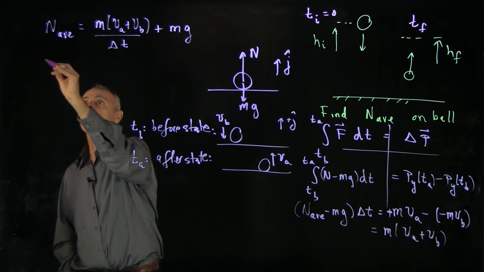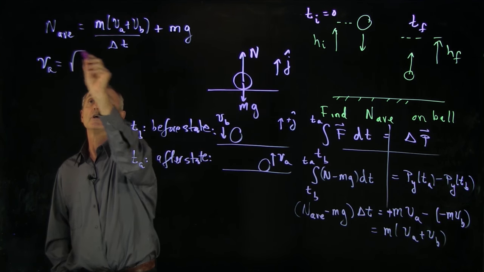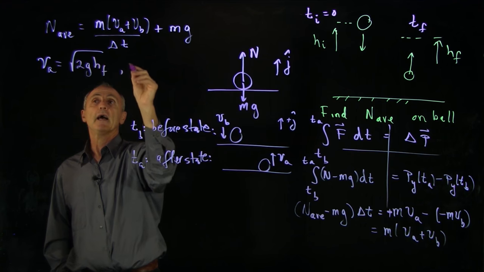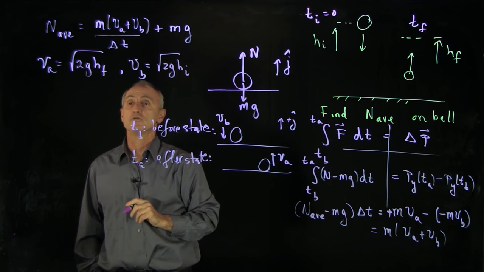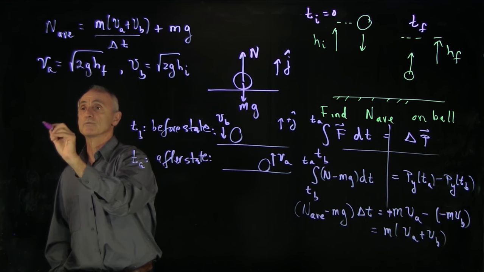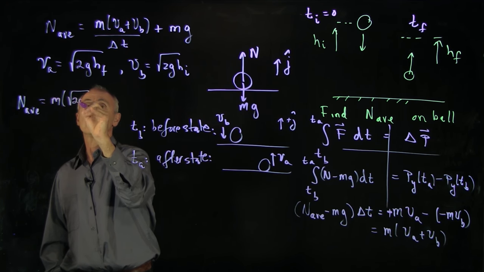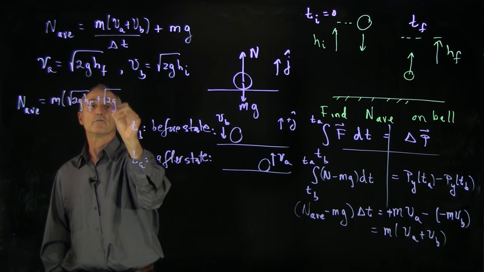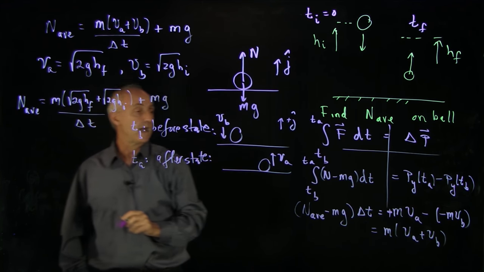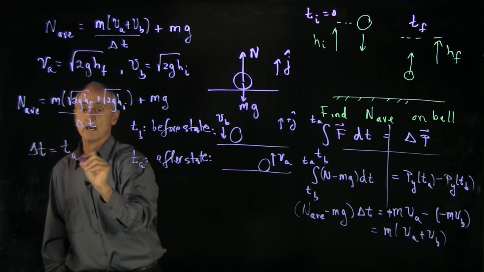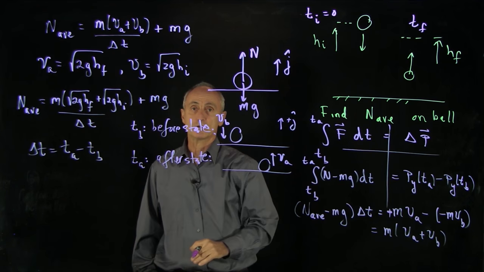Now from kinematics, we already have worked out the problem that the speed for an object that rises to a height h final, this is the velocity afterwards, is just the square root of 2g h final. And in a similar way, if an object is falling a height h initial, the speed when it gets to the bottom is the square root of 2g h initial. And so now we can conclude with these substitutions that the average force equals m times the square root of 2g h final plus the square root of 2g h initial, over the collision time, plus mg. And of course the collision time we're saying is t after minus t before. And so that's how we can use the momentum principle to get an average expression for the normal force.